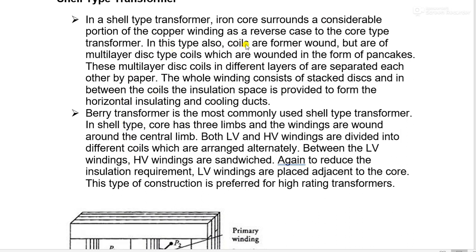In this also the coils are former wound, but they are multi-layer disc type coils which are wound in the form of pancakes. These multi-layer disc coils in different layers are separated from each other by paper. The whole winding consists of stacked discs, and in between the coils the insulation space is provided. Self-insulation is provided. Berry transformer is the most commonly used shell type transformer. In shell type, the core has 3 limbs and the windings are wound around the central limb.